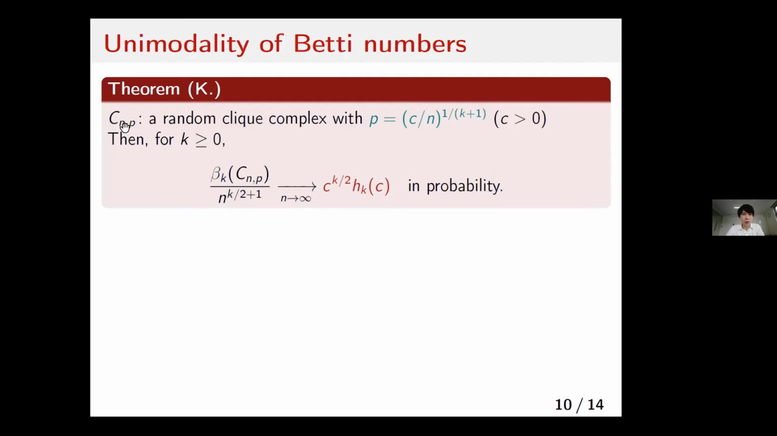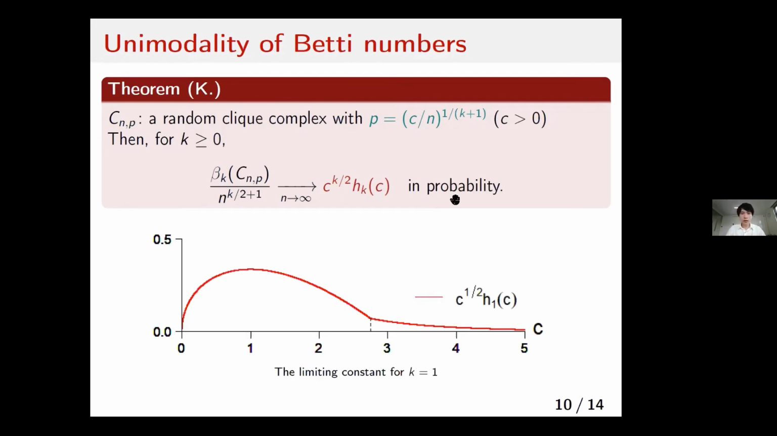So let C and P be a random clique complex with this parameter setting. Then for any k, the appropriately normalized k-th Betti number converges to this constant in probability as n goes to infinity. So as you can see from this graph, the limiting constant behaves unimodally with respect to C, which is consistent with the previous numerical experiment.